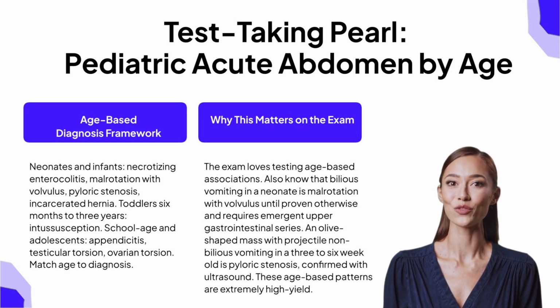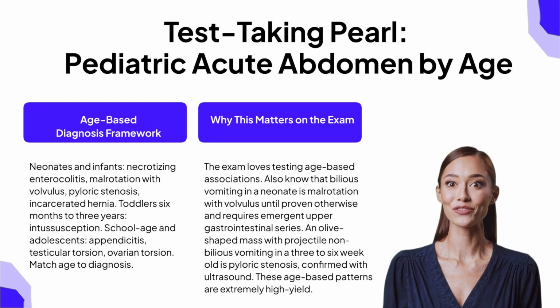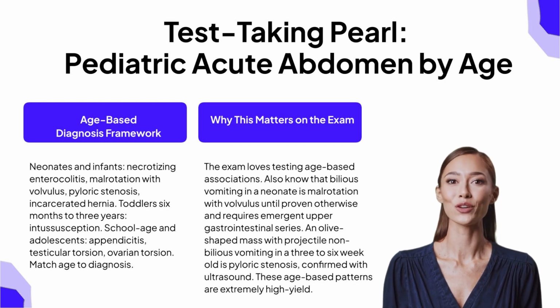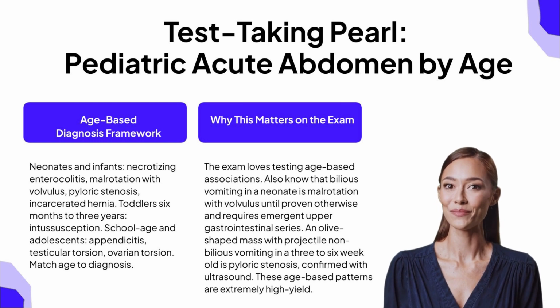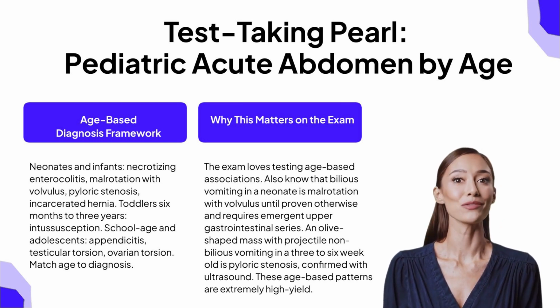A few critical rules to memorize. Bilious vomiting in a neonate is malrotation with volvulus until proven otherwise and requires an emergent upper gastrointestinal series. An olive-shaped mass with projectile non-bilious vomiting in a 3 to 6 week old infant is pyloric stenosis, confirmed with ultrasound. The exam tests these age-based patterns very frequently, so commit them to memory.